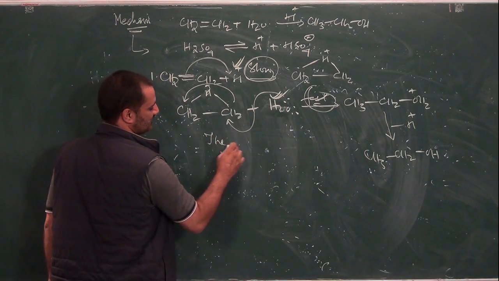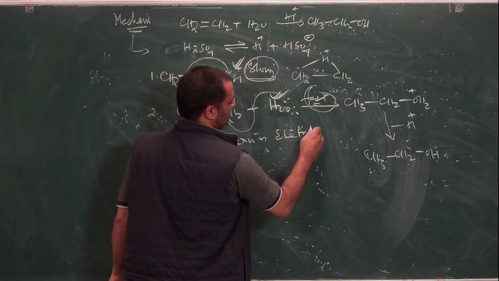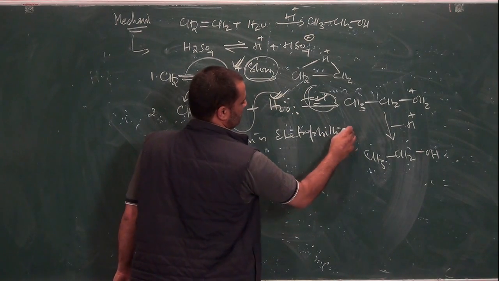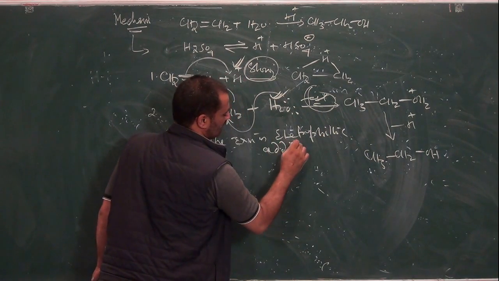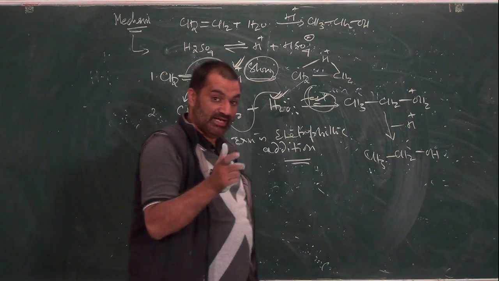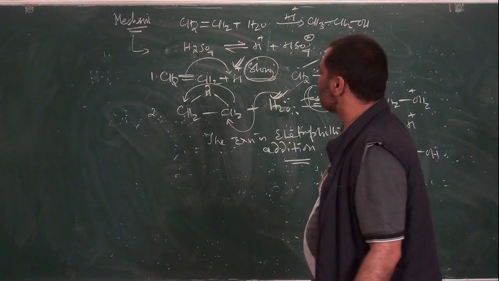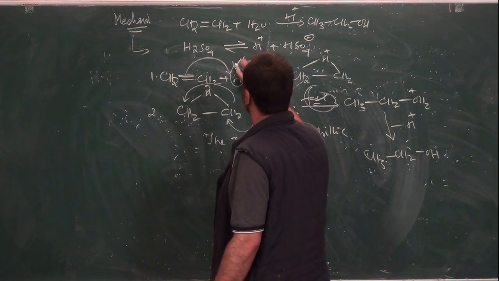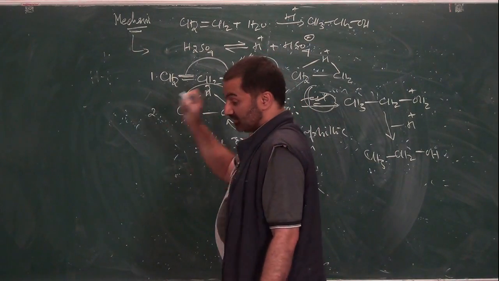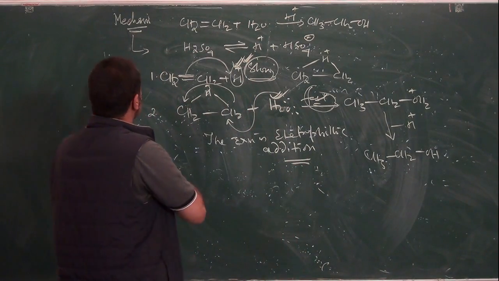The reaction is electrophilic addition. No doubt there is addition of electrophile as well as nucleophile, but the slowest step, that is the rate determining step, is the addition of this electrophile, and this is the slow step. So we can call it an electrophilic addition reaction.